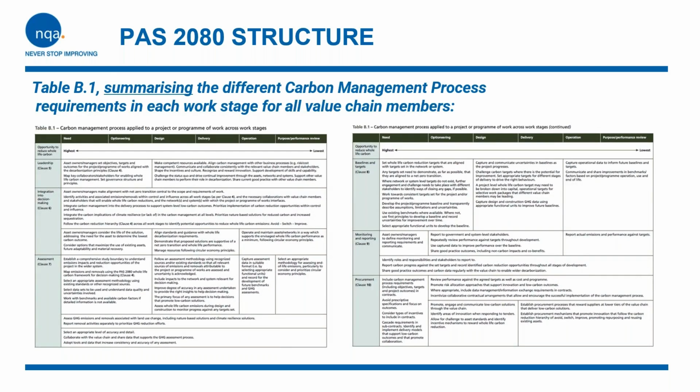There's a nice table at the back of PAS 2080, table B1, that summarizes the different carbon management process requirements at each work stage. It does that for all value chain members, working through the life cycle of the building and cross-referencing each stage to the clauses within PAS 2080. So if you're writing a carbon management process for PAS 2080 purposes, which you would have to do, table B1 is a good starting point to identify how you might want to go about doing that.